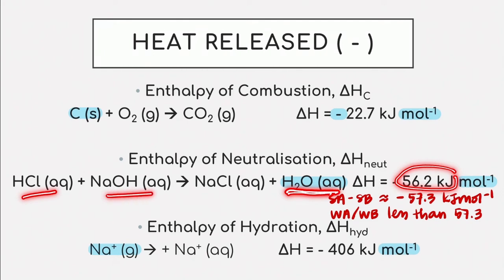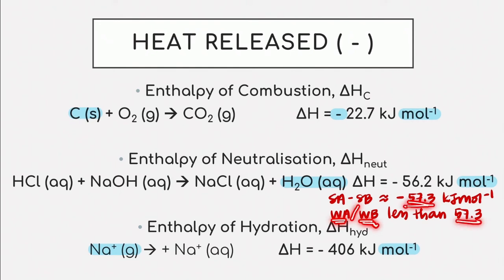sodium hydroxide base. If you have a strong acid and strong base reacting together, you will get approximately delta H negative 57.3 kilojoule per mole. If you have weak acid or weak base, then your enthalpy change will be less than 57.3. It will be less than this value, because we have partial dissociation of your acid.